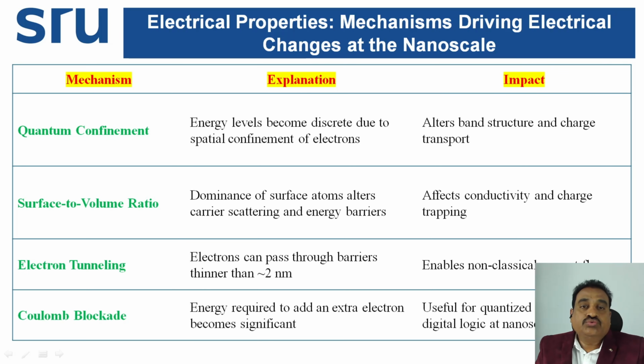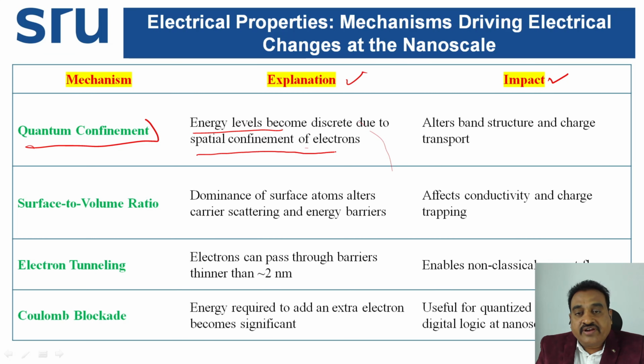So coming to the next properties: mechanism, simple explanation, and impact. You see the quantum confinement effect. Due to the change of energy levels, they become discrete because of the spatial confinement of electrons. The impact is it alters band structure, band changes, and transport. Surface to volume ratio.